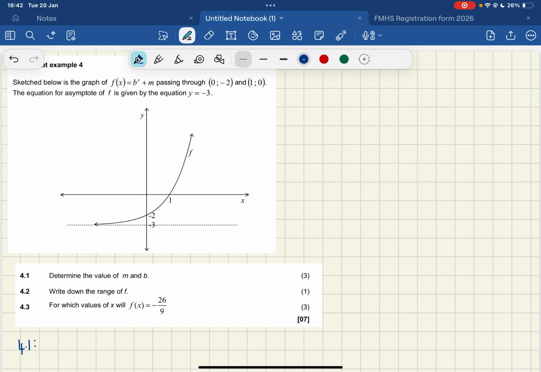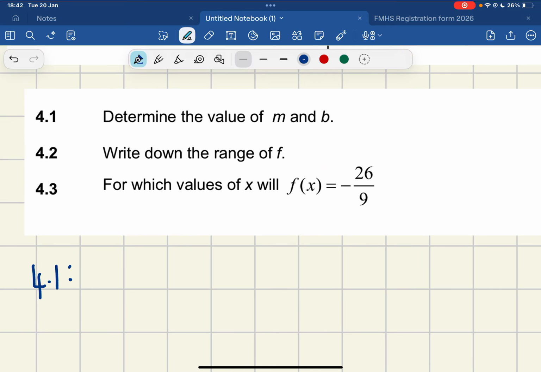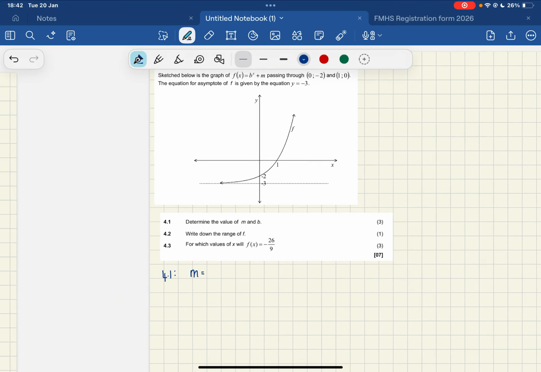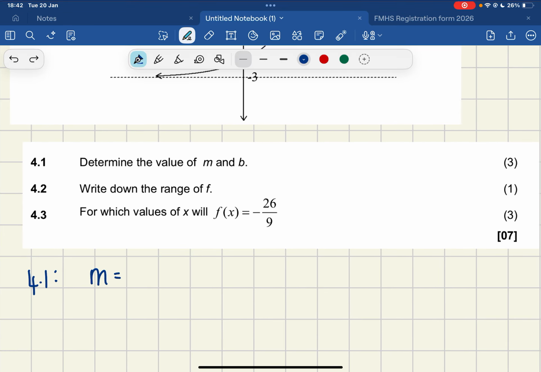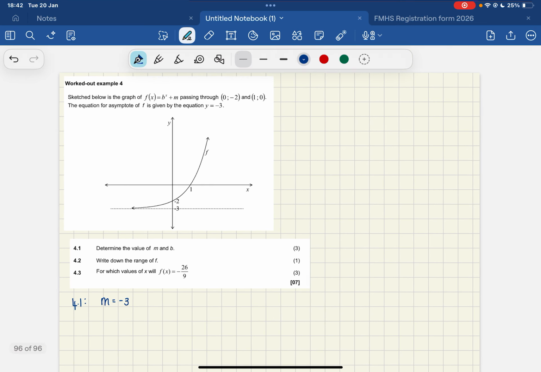So it says, sketch below is a graph. We see the asymptote is -3, so the value of m, we can already tell, is -3. It says, determine the values of m and b. We're given two points passing through: the point (1, 0), which is an x-intercept, and a y-intercept. So we can already say that m is equal to q, so -3, and then b, we just have to solve for b.